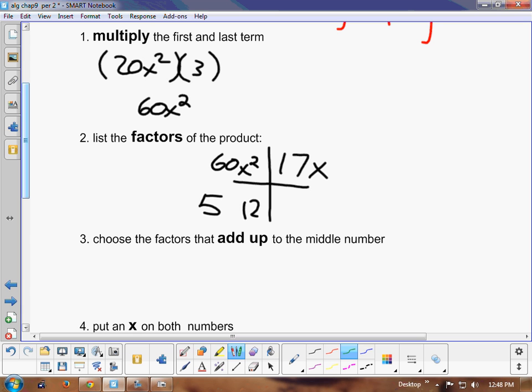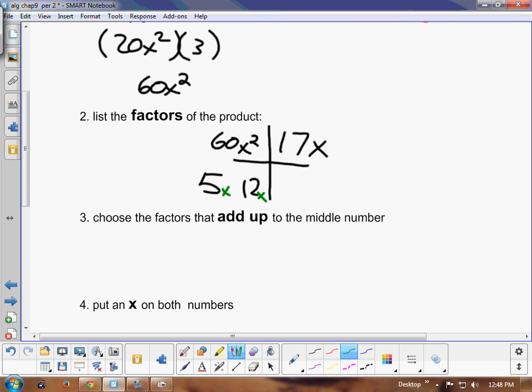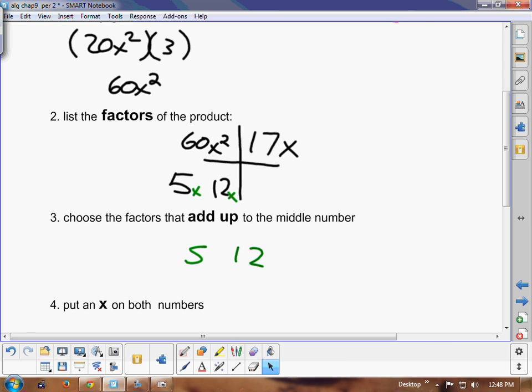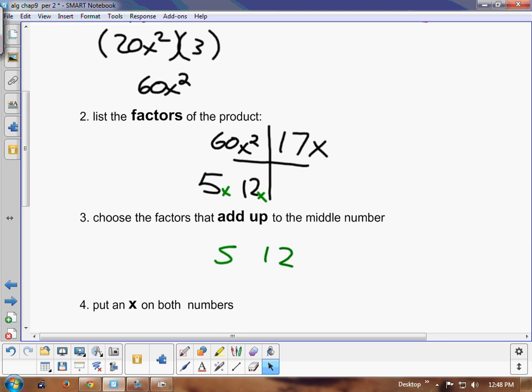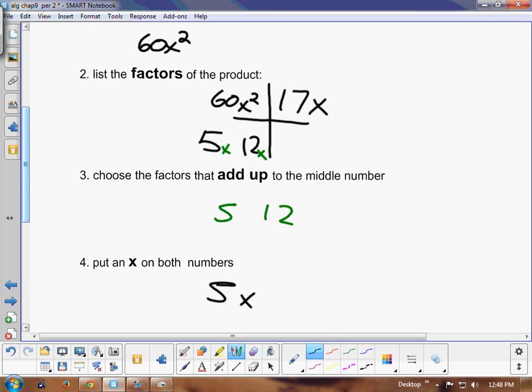So, I'm going to put an X here and an X here. Okay, so it says choose the factors that add up to the middle number. That's 5 and 12. And we're going to put an X on 5 and 12. Okay, so the next step down here is put an X on both numbers, which I did up in the chart. So I'm just really stretching out this process. We're going to be able to shrink this process into like 3 lines in a few minutes.